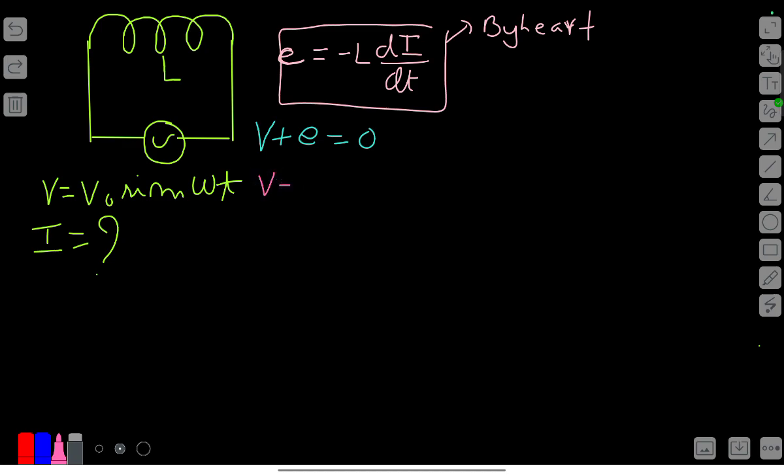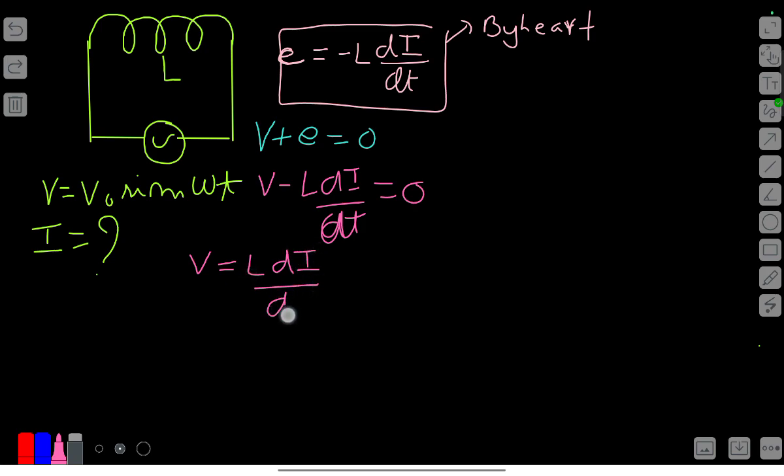V minus L di by dt is equal to 0. So therefore we can get V is equal to L di by dt. Okay, great, going good. So now, as I already said, your aim is to find the value of I. So you can just take it over here, shift, do whatever you want, take it over there and shift. I am pretty sure that all of you know this basic maths, right?